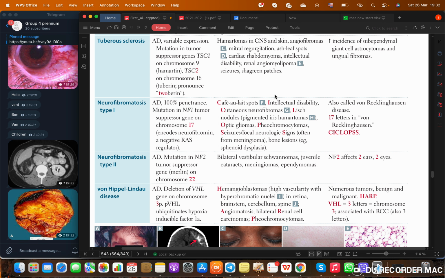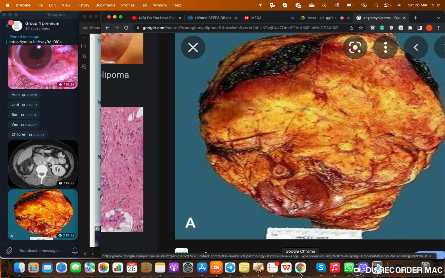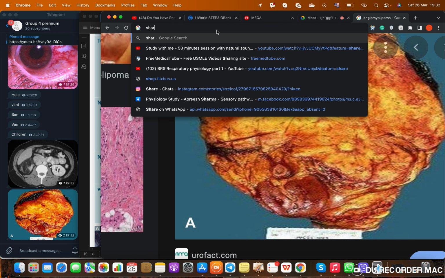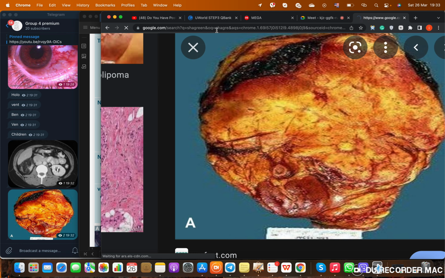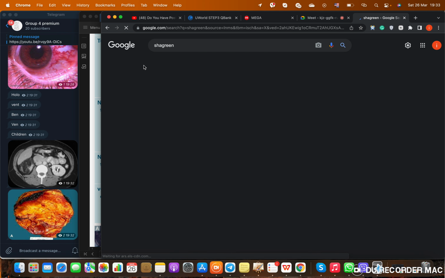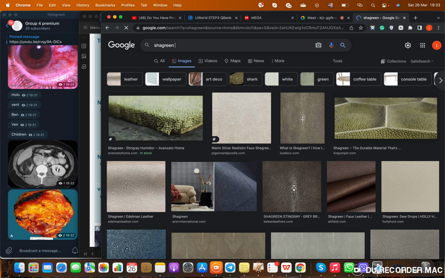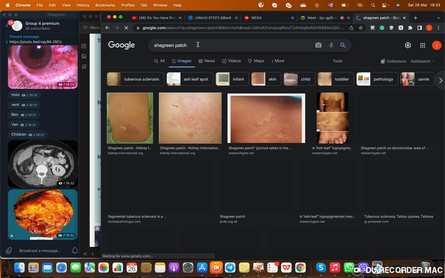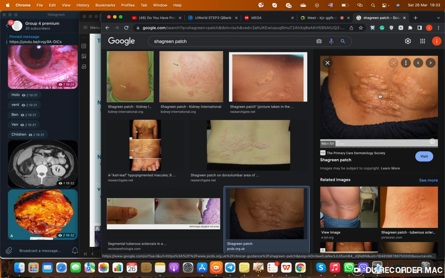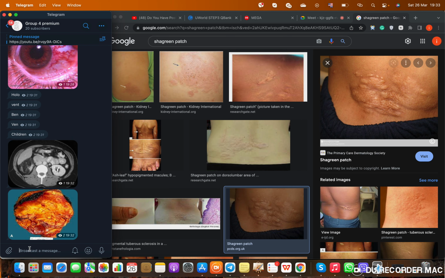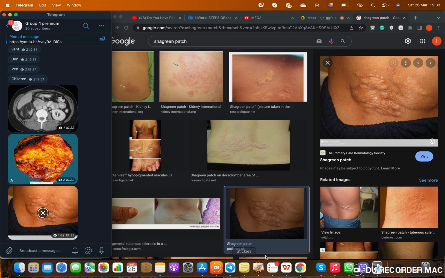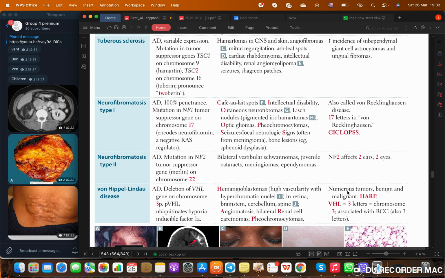Also, they can have seizures because of the hamartomas in the CNS, and finally the shagreen patches. The only thing to know about shagreen patches is that they are above the skin, meaning they are over the skin. If you move your hand on them, you can actually feel them. They are elevated from the skin.